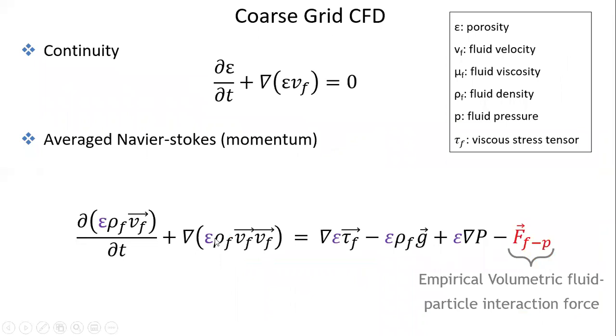The locally averaged terms are then added to a locally averaged Navier-Stokes equation, as shown here, which is solved on the CFD grid. So you can see the porosities and fluid particle interaction force terms are added.